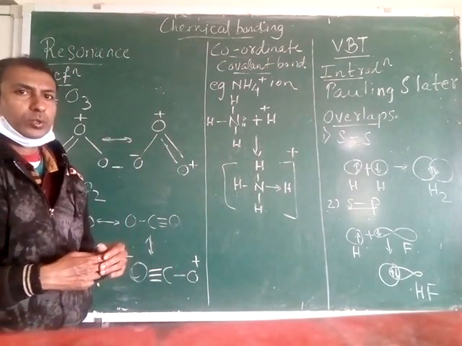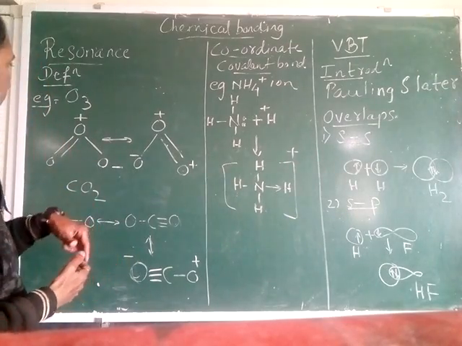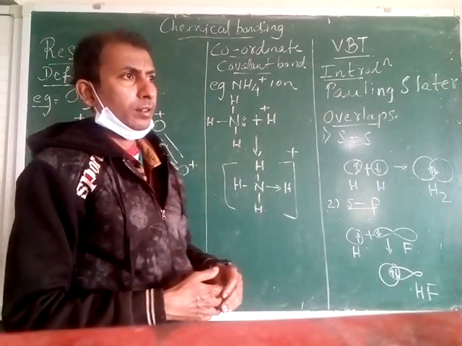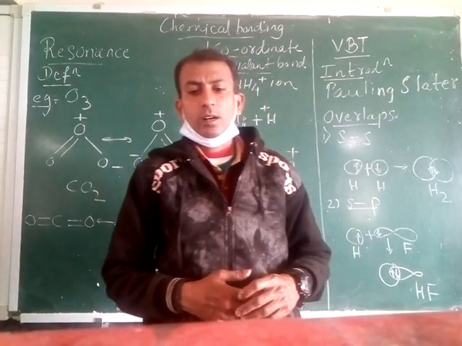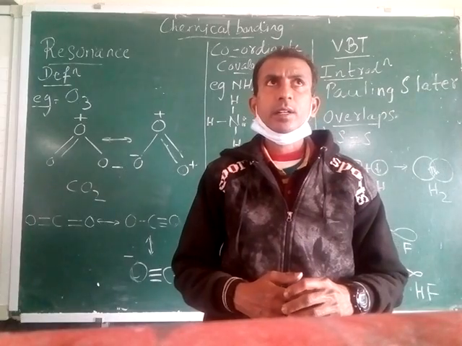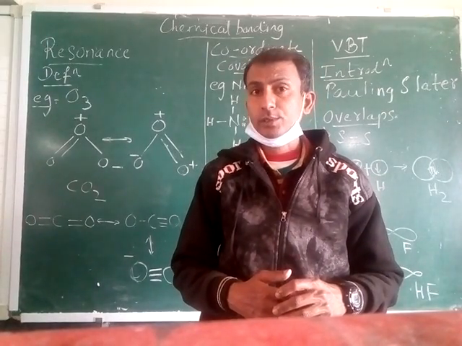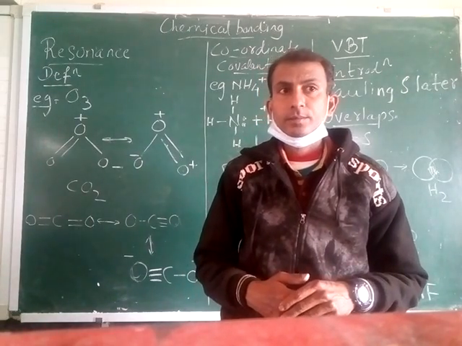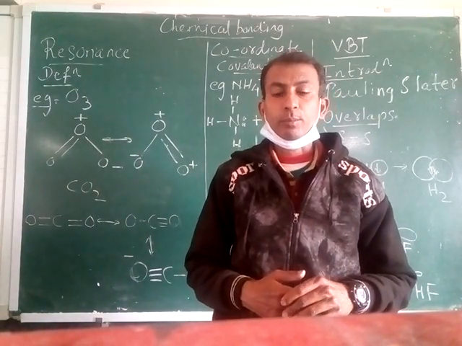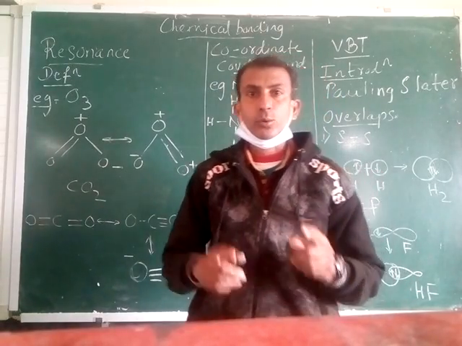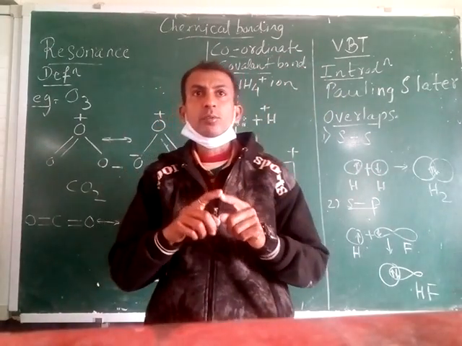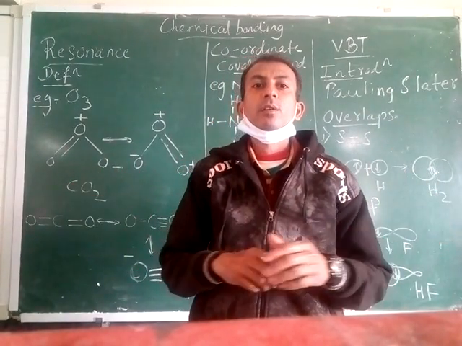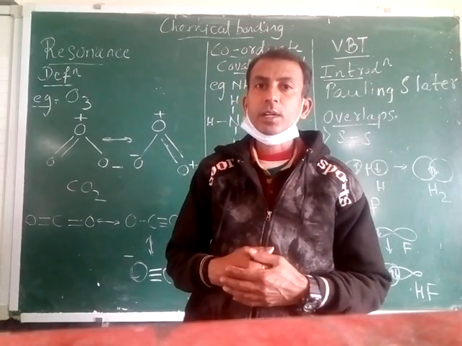So let us define resonance first, फिर बाद में examples भी देखेंगे. So we can define resonance as a phenomenon in which a particular molecule can be written in different forms by showing the movement of pi electrons within the molecule, and we can write different forms for one particular molecule. That phenomenon is called resonance.